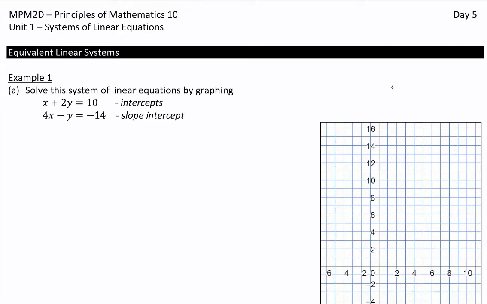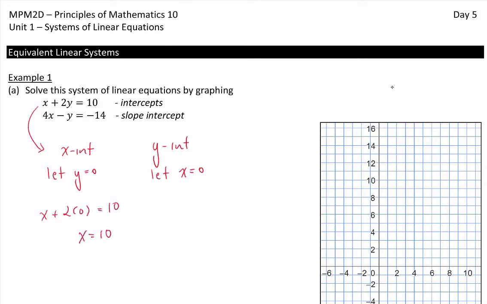So let's start by graphing x plus 2y equals 10 using our intercept method. We're going to first look for the x-intercept, and to do that, we're going to let y equal 0. And then we're going to look for our y-intercept, in which case we're going to let x equal 0. So let's start with the x-intercept. We get x plus 2 times 0 equals 10, and we're left with x equals 10. So we have an x-intercept of (10, 0).